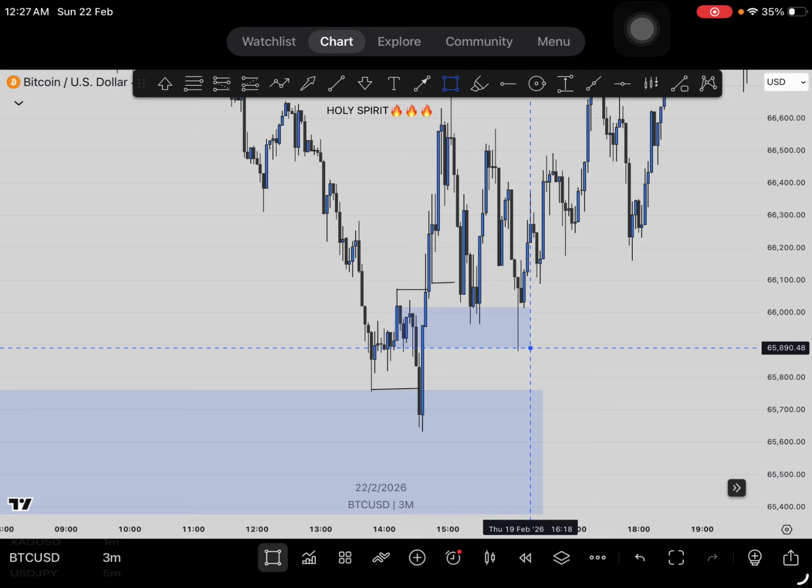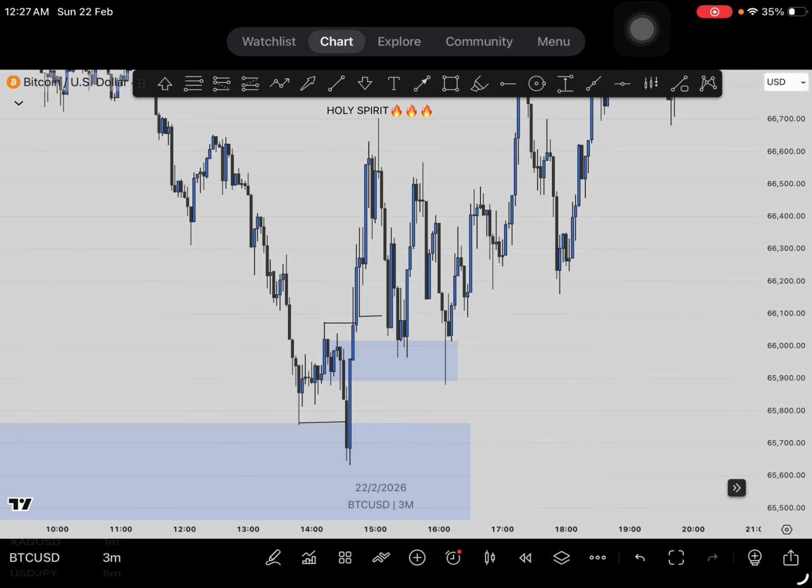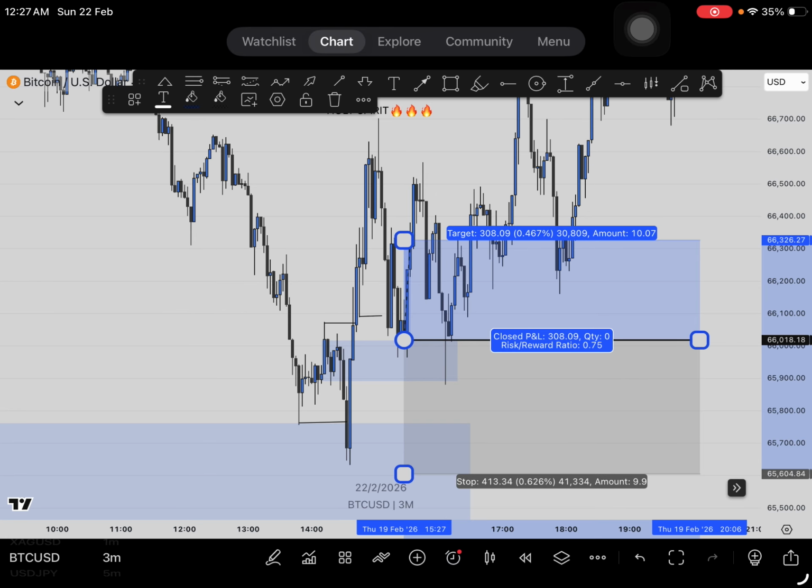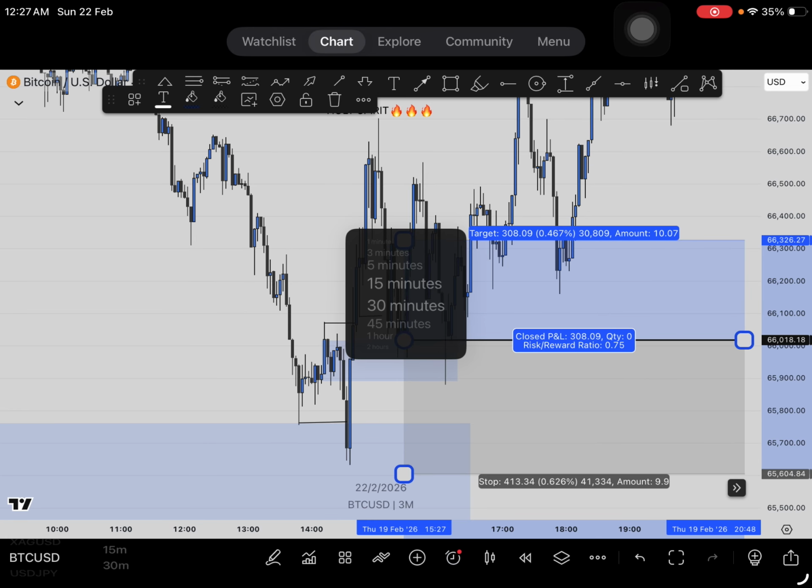So I marked this zone again. That was where I entered from. I entered from this area, with my SL below this particular zone, right?